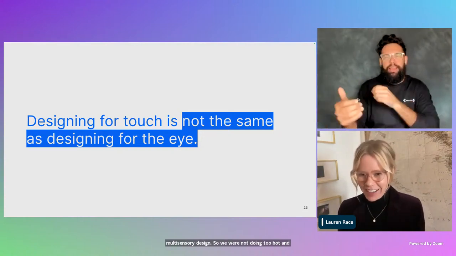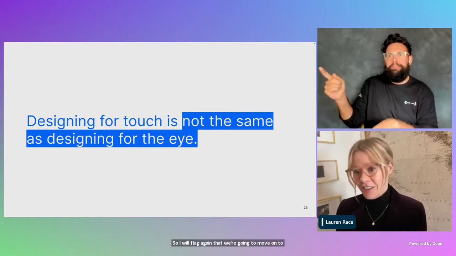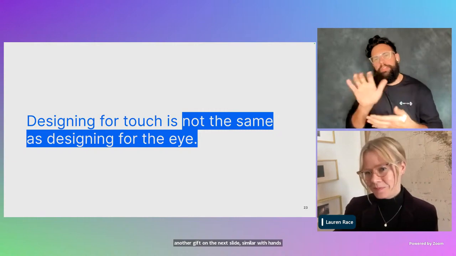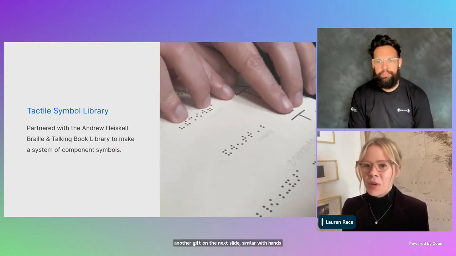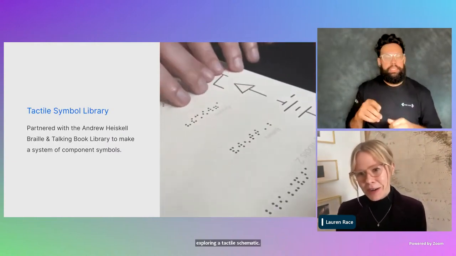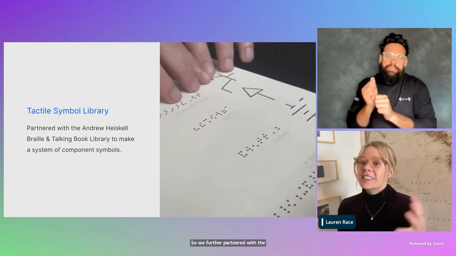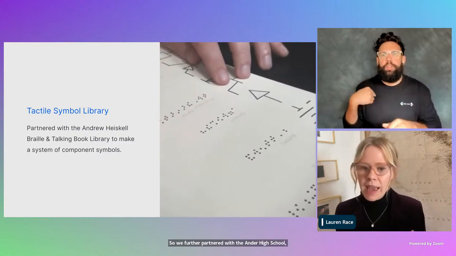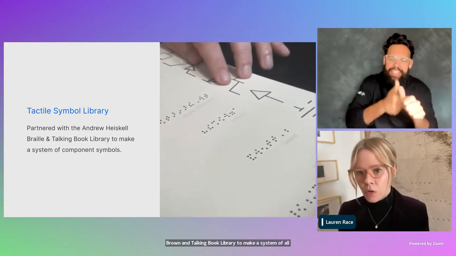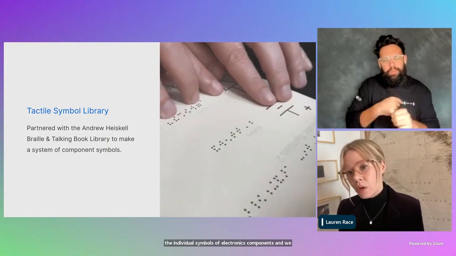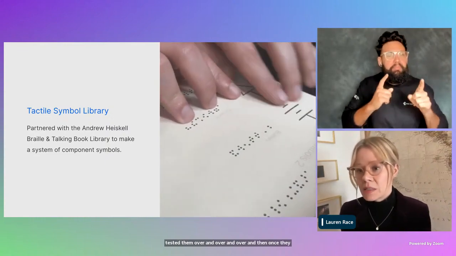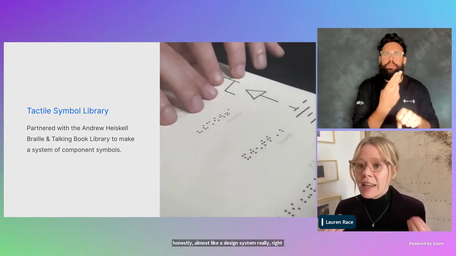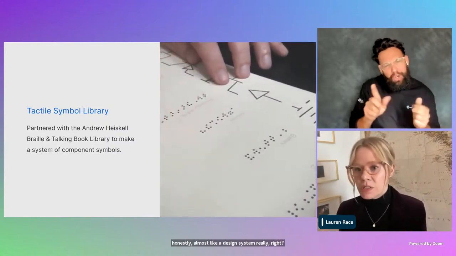So I will flag again that we're going to move on to another GIF on the next slide, similar, with hands exploring a tactile schematic. So we further partnered with the Andrew High School Braille and Talking Book Library to make a system of all the individual symbols of electronics components. And we tested them over and over and over. And then once they were readable, we could use them like puzzle pieces, honestly, almost like a design system, really, right? Where you can put together endless schematic combinations of symbols.